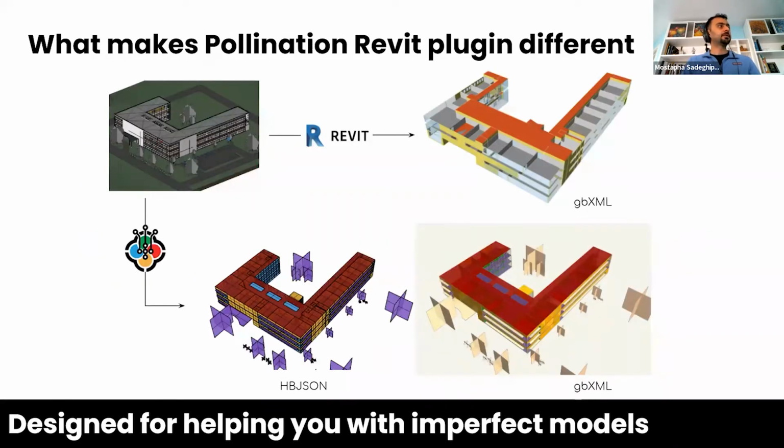So the Revit plugin is designed to help you with imperfect models. Our idea is, as I said, the model is imperfect. You'd never get a design model where everything is fixed. You don't even have time, even if you want to fix it. So we have the thing set up in a way to show you the problem and help you fix it.